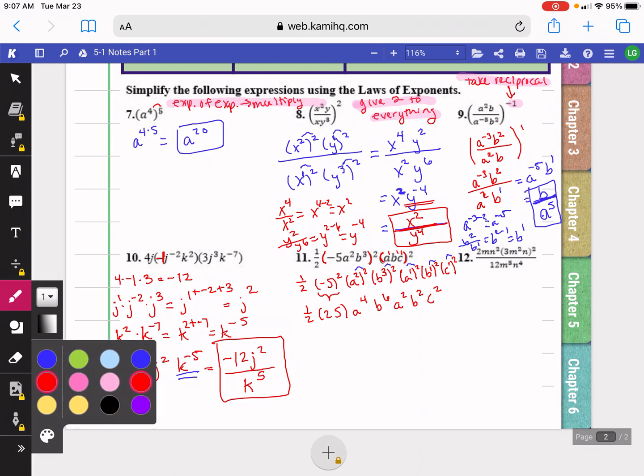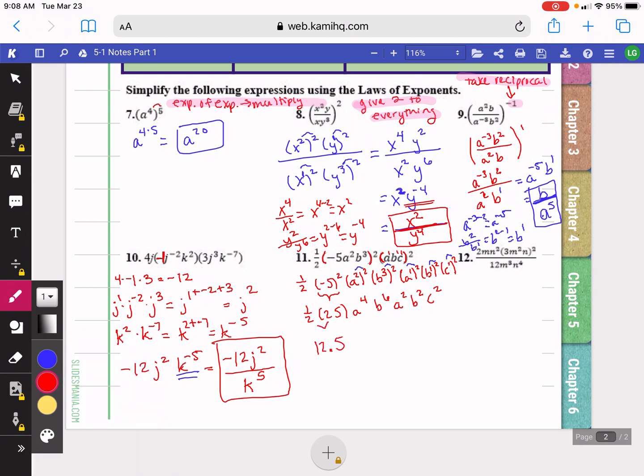Now, we're not done because there's several like terms here. We can combine the a's and the b's. Now, since they're multiplying, you add exponents. So I'm going to start with my big numbers. 1/2 times 25 is 12.5. And then for the a's, I'm going to add my exponents. So I have 4 and 2, 4 plus 2. For my b, I add exponents. So I have 6 plus 2. And then I have c squared. So this becomes a to the 6th, b to the 8th, c squared for our final answer.